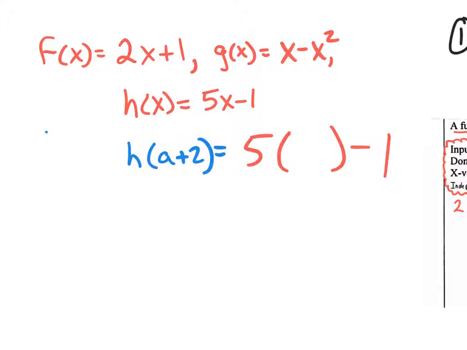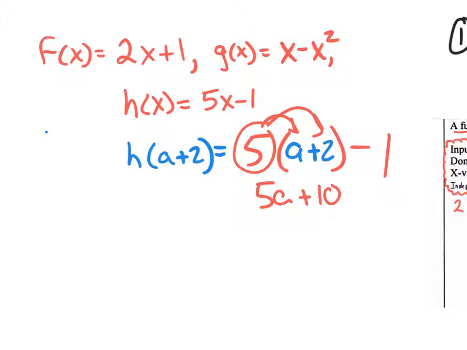So this is a very interesting one because we're plugging in the a plus 2 right into the parentheses. And we have to distribute. It's an expression that we could simplify by doing distributive property and combining like terms. So when we distribute, the 5 times a is 5a. 5 times 2 is positive 10. Bring down the minus 1. Final answer will be 5a plus 9.